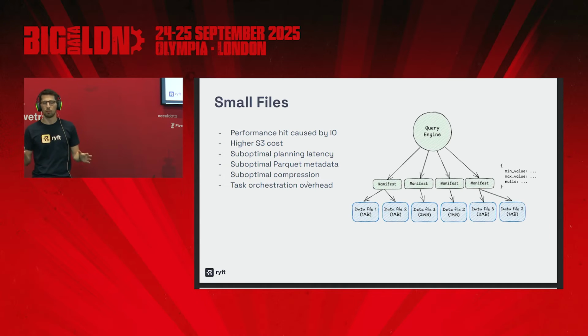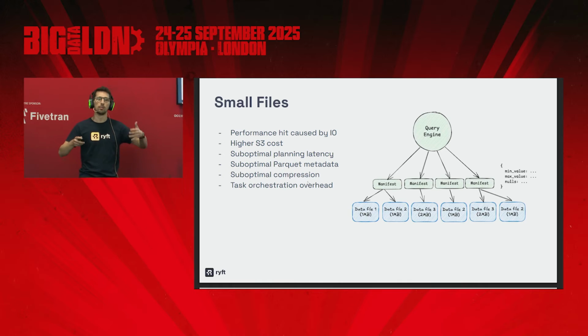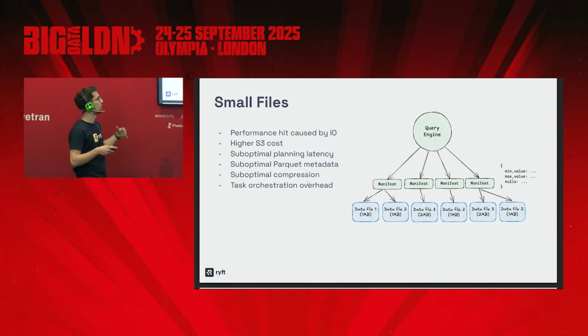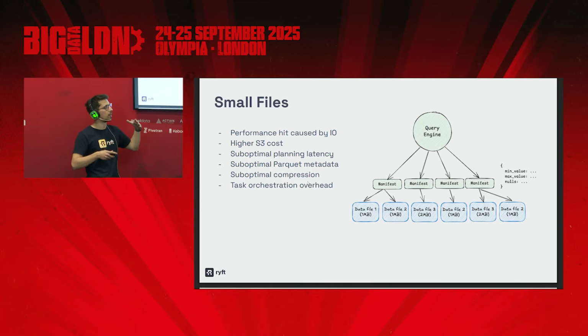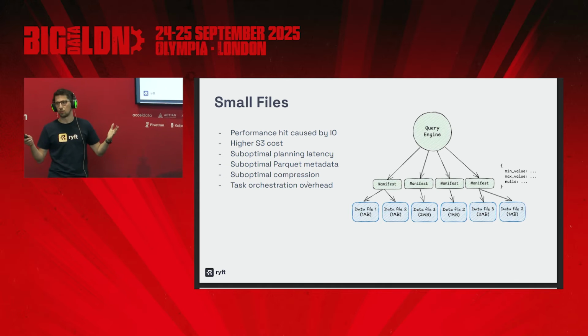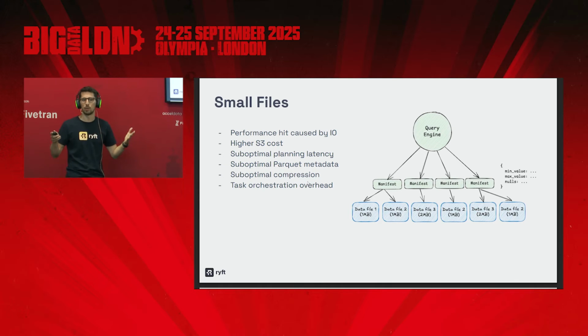The first one is small files, and I'm sure everyone has already heard about the small files problem, even from the Hive days, right? So what is a small files problem? It's very easy to understand. We have tons of data files. We also have tons of manifest files created by this stream. We can get hundreds of thousands of those files accumulated in a day, for example, if you're streaming every minute or every few seconds.